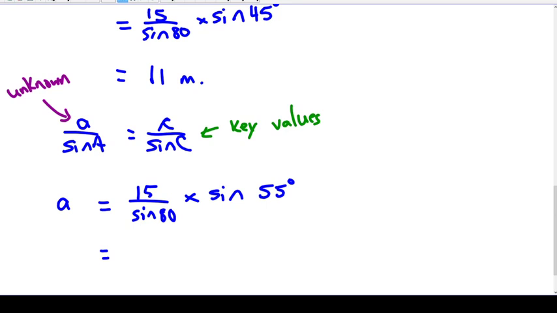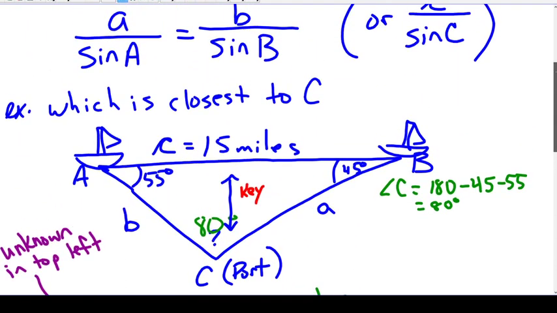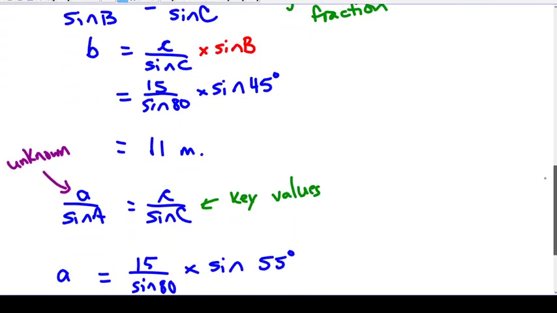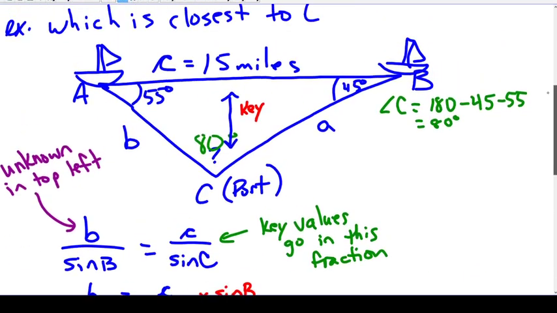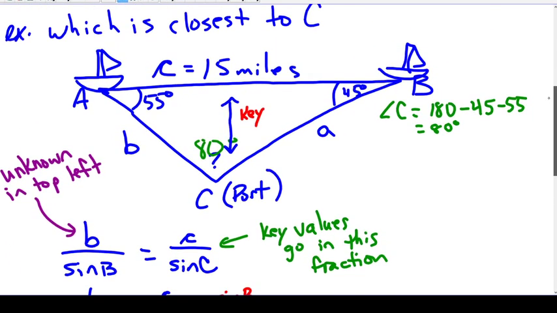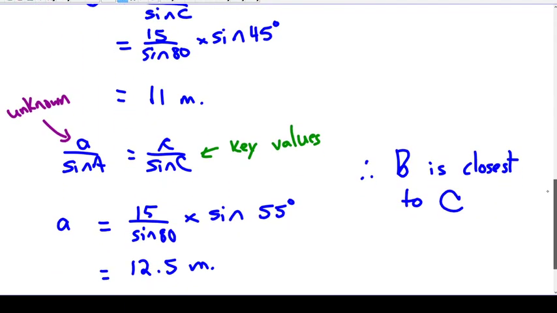And I'm getting an answer of about 12.5 miles. And the question, we'll go read the question again, which one is closest to C? So that means that B is closest to C. Actually, I should probably be using a capital B here since the boat was at an angle, right? Sorry, my mistake. A would be closest to C.